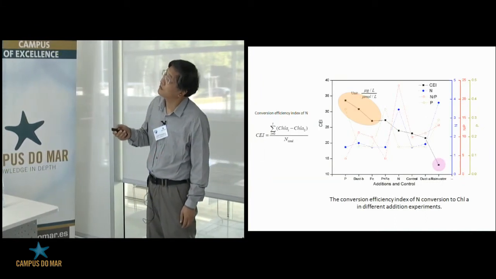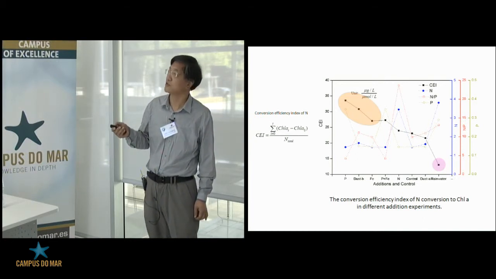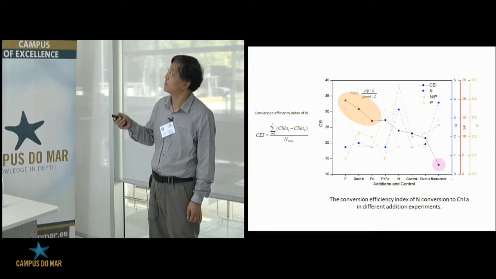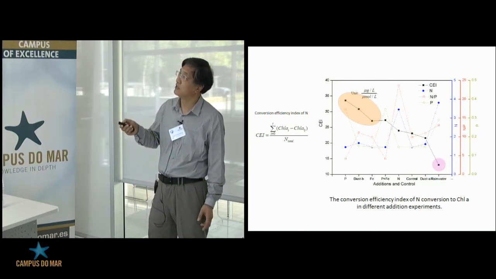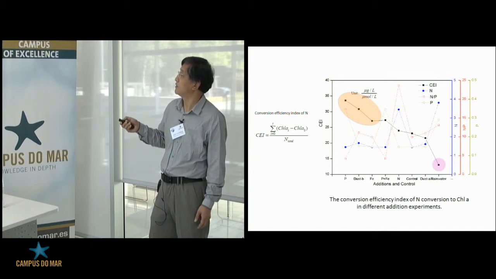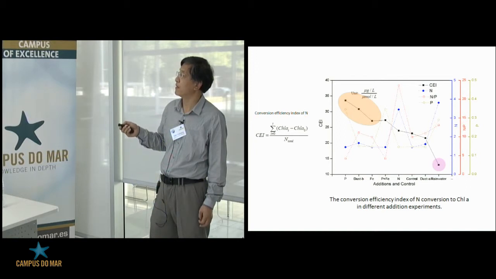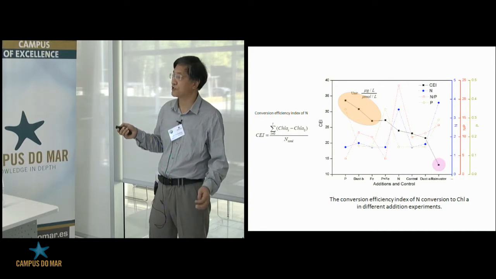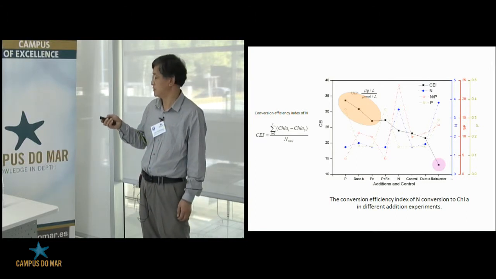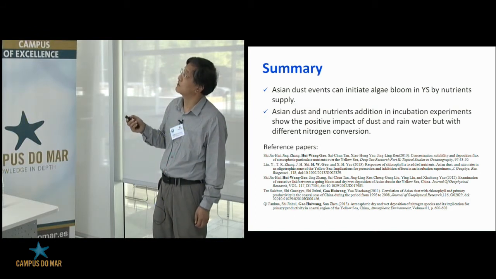We also have an estimate of the conversion efficiency index of nitrogen. From this figure, it's quite clear that phosphorus, dust B, and iron input will have a quite high conversion efficiency. But for the rainwater, it's quite low. We think maybe some metals have a negative impact on phytoplankton growth. This is a summary for the Asian dust blooms.